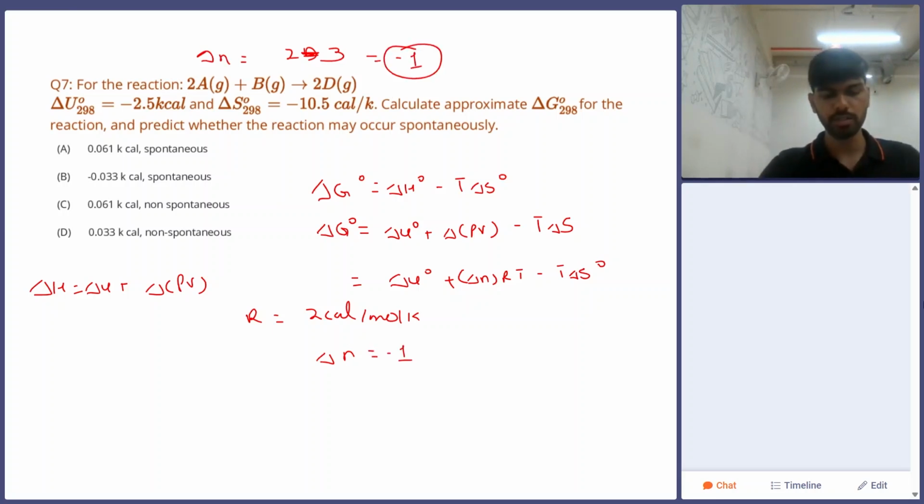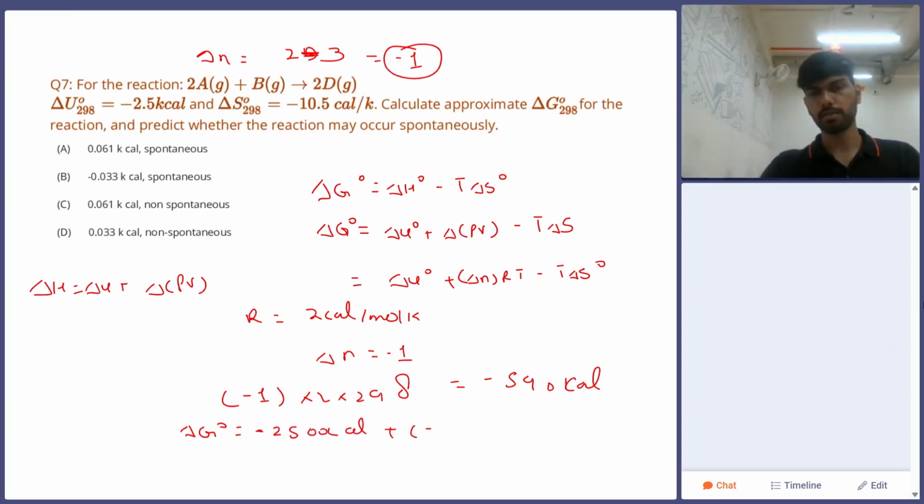Now we have to put in all the values. If you want to solve this whole thing, first of all this is minus 1 into 2 into temperature 298. This is minus 596 calorie. Now delta G naught, if I calculate, this will become minus 2.5 kilocalorie, so minus 2500 calorie, plus minus 596 calorie, minus 298 times minus 10.5. After the overall calculation, it comes to 33 calorie.